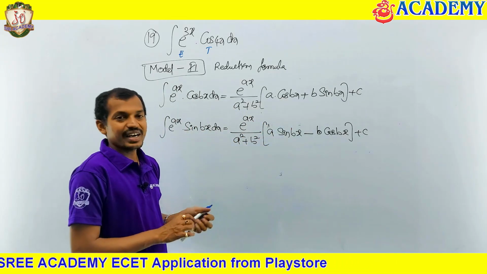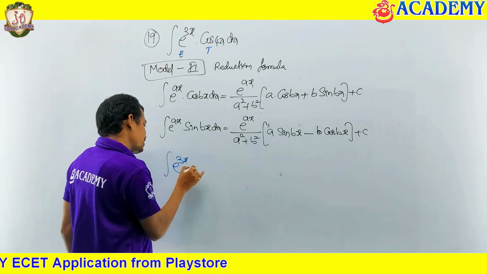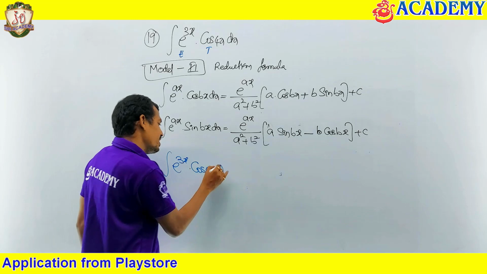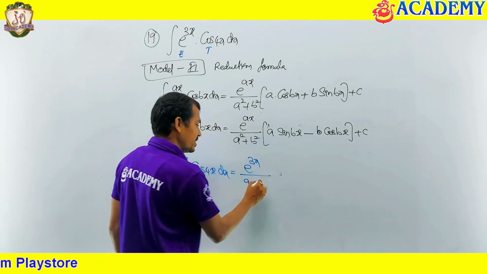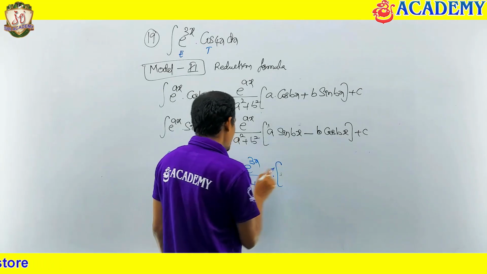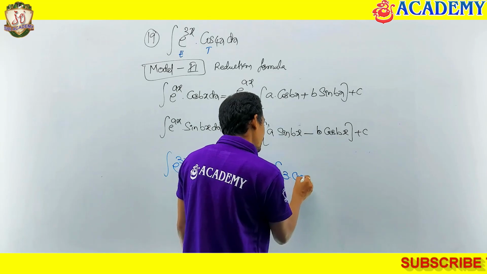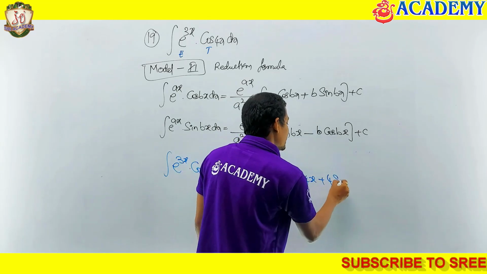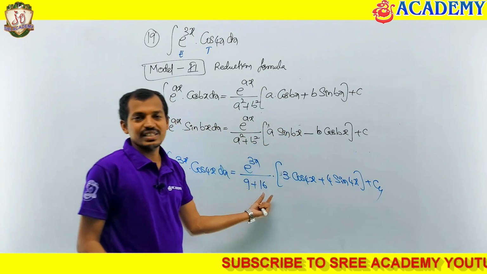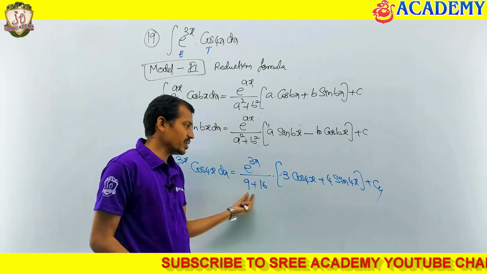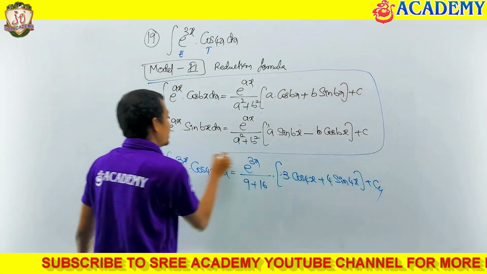With this reduction formula, our answer for integral e power 3x into cos 4x is going to be directly e power 3x divided by 3 square 9, 4 square, that is 16, plus 9 is 25, into a is 3, b is 4, 3 cos 4x plus 4 sin 4x plus c. That is, e power 3x divided by 25 into this function. These are the reduction formulas you have to remember in integration.